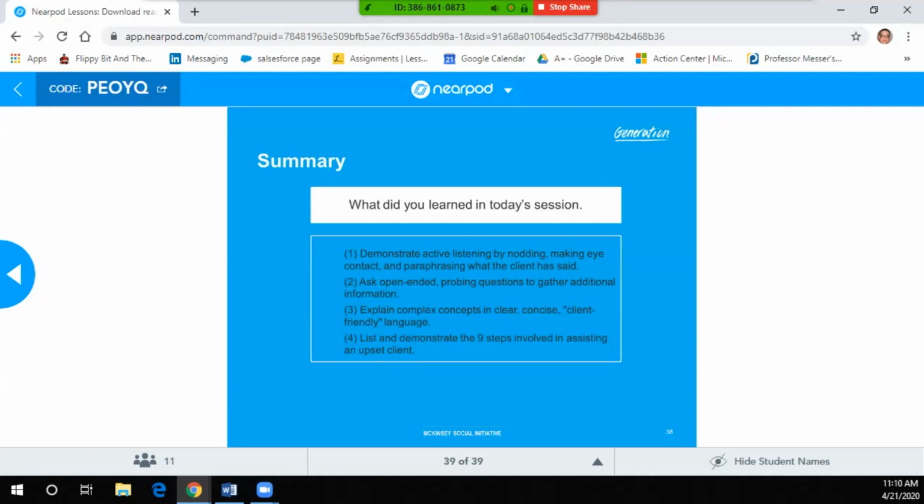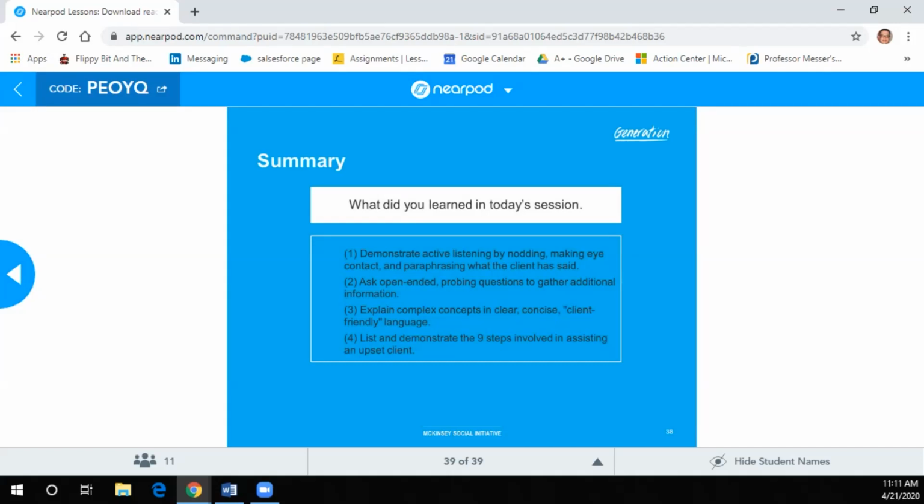So what we learned in today's session is to demonstrate active listening by nodding, making sure that we make eye contact, paraphrasing what the client said. That was very important in the first one. And we remember even when we had those probing questions and gathering all the information, we never really paraphrased or confirmed how I want that picture made. We never even confirmed. I mean, we kind of said, okay, is that what you said? But we all assumed we had the same picture. Most of us did, but we didn't have.